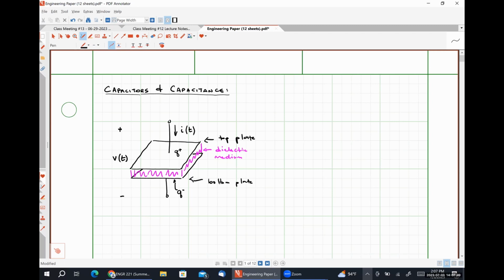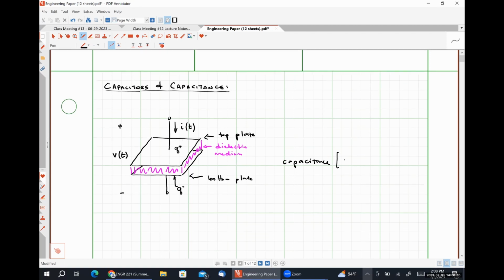Okay. So from this simple look at a capacitor, we can see that there is a relationship between charge, voltage, and capacitance, right? So capacitance, which is measured in farads, where 1 farad, F, is equal to an amp second per volt, is simply the ratio of charge Q to voltage V.